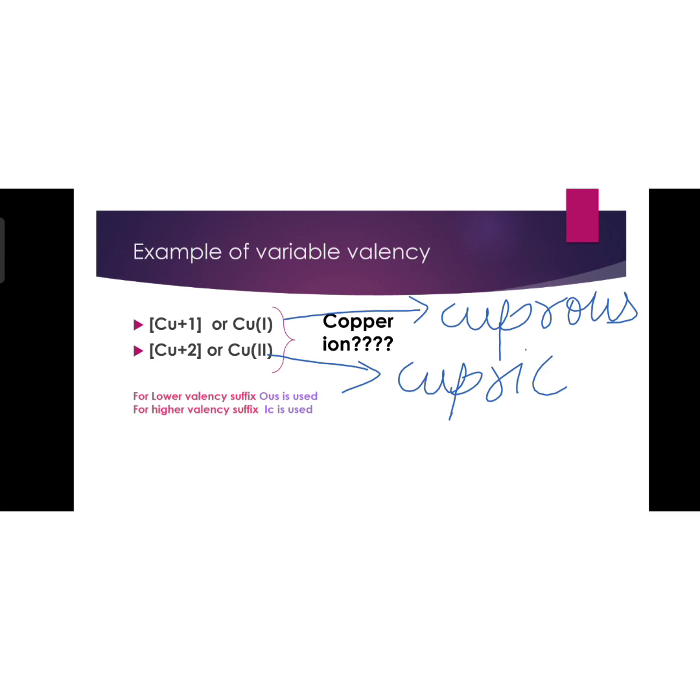Similarly, we see other examples. Mercurous Hg plus 1, mercuric Hg plus 2, ferrous Fe plus 2 and ferric Fe plus 3. Tin, its Latin name is stannum. So, stannum, its lower valency is plus 2, hence it is called stannous, and its higher valency is plus 4, hence it is called stannic.